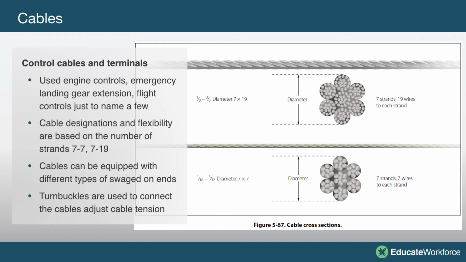Cables can be equipped with different types of swage ends or swaged-on ends, depending on what we're using them for. And when we use them in flight control systems and things of this nature, we're going to use a turnbuckle to connect one cable to another, and then we can use the turnbuckle to adjust the tension of the flight control cable to make sure that it's within specifications.